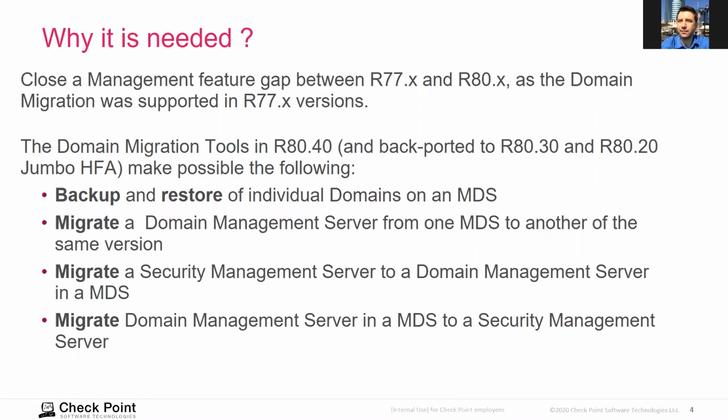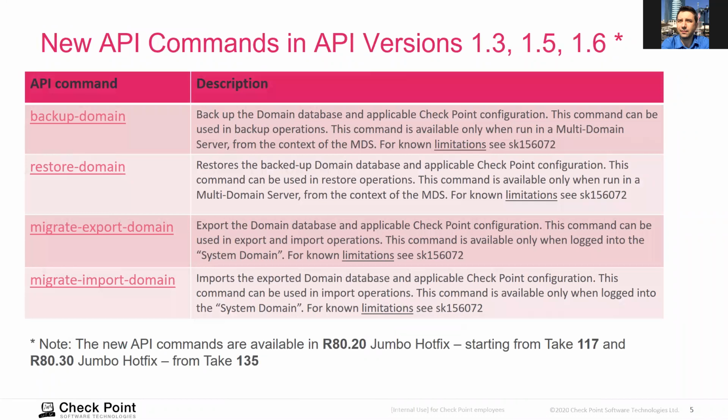I'll talk about the ways of implementing those tools. We do have a new set of API commands. They are available in API versions 1.3, 1.5, and 1.6. If you're familiar with the API versions for management, you know that those versions correspond to R80.20, R80.30, and R80.40. So that's good news, because we can use those commands in R80.20, starting with Jumbo Hotfix Accumulator take 117, and in R80.40, starting with Jumbo Hotfix Accumulator take 135.